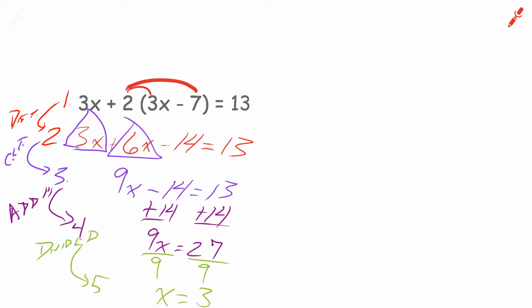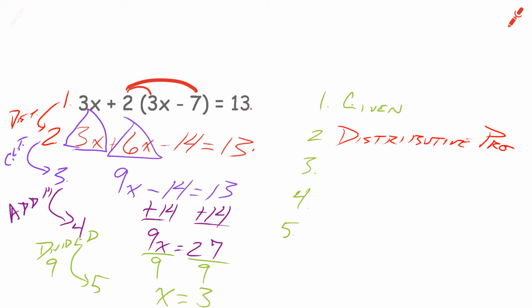So now that I've identified what I did, I need to come over here and justify that. So 1, 2, 3, 4, 5. Step 1 is always given. Step 2, to get from here to here, I distributed, which tells me I'm going to have to have used the distributive property. I'm going to abbreviate property as just prop with a period at the end. It's a little easier to deal with.